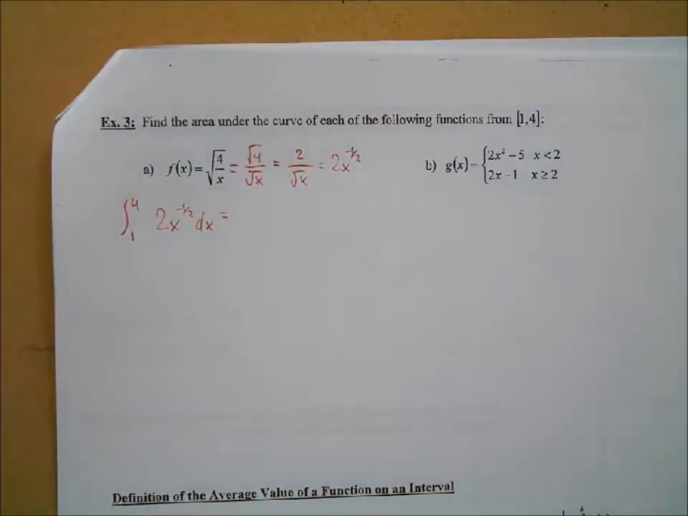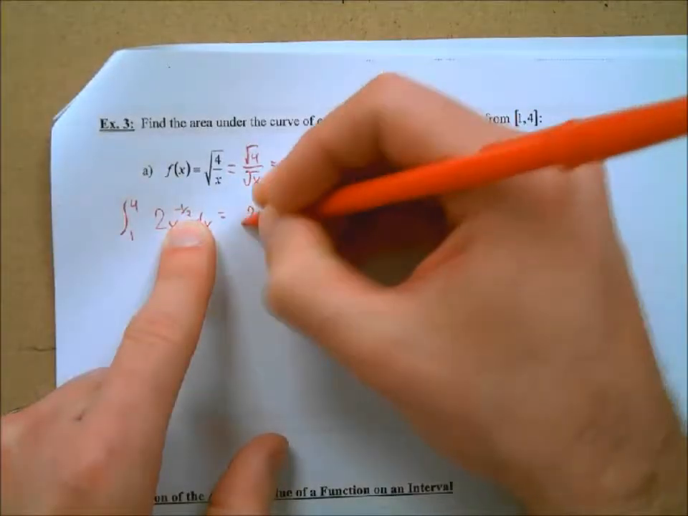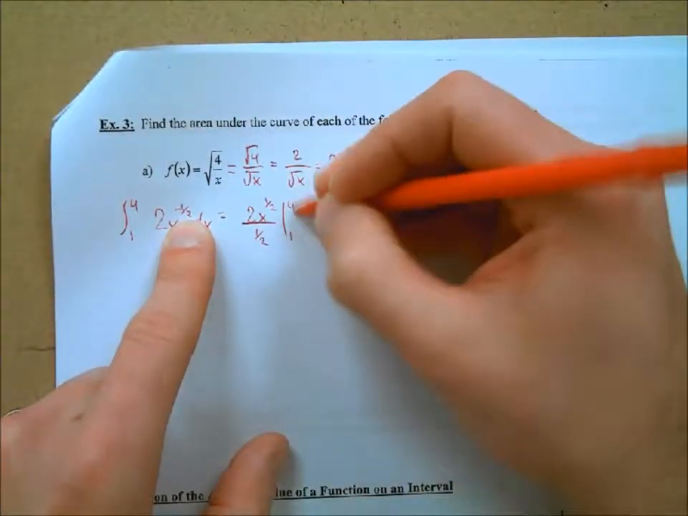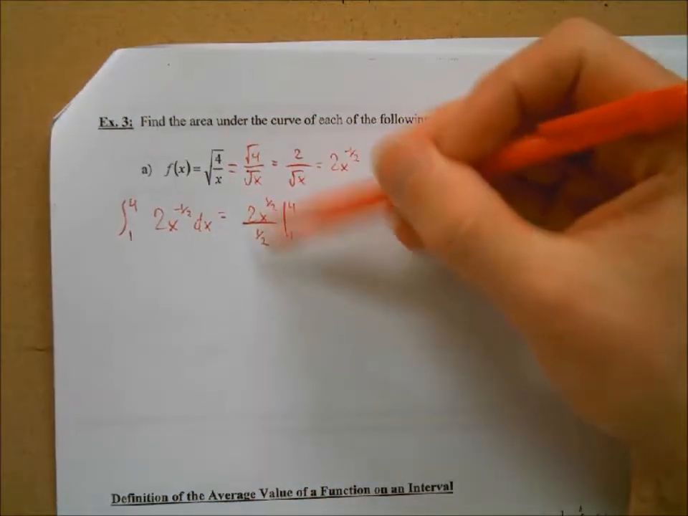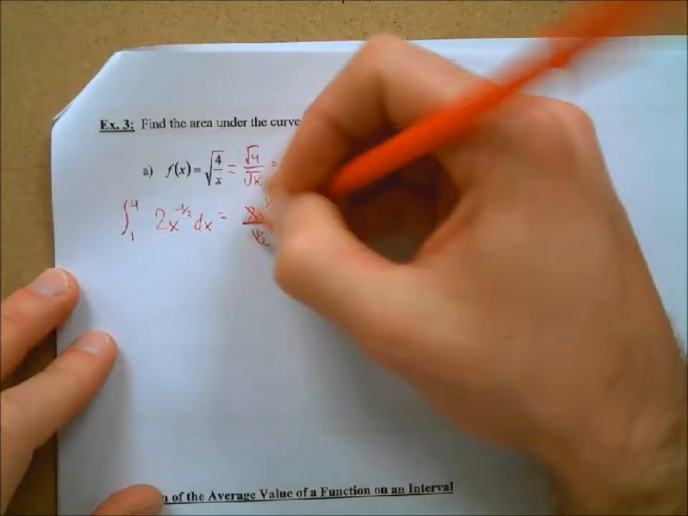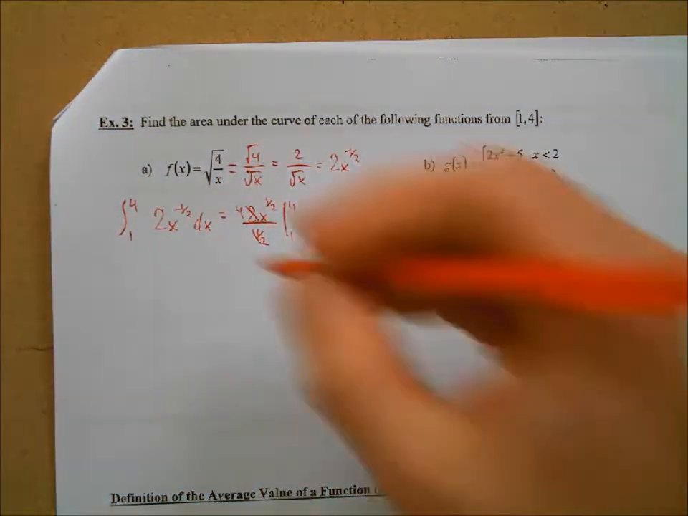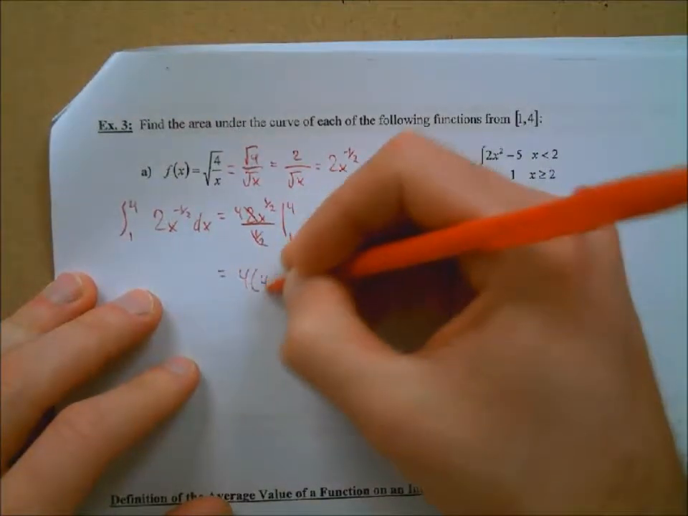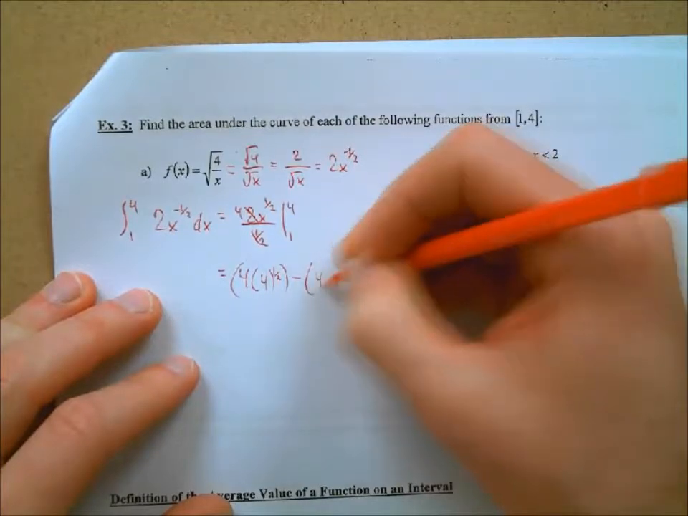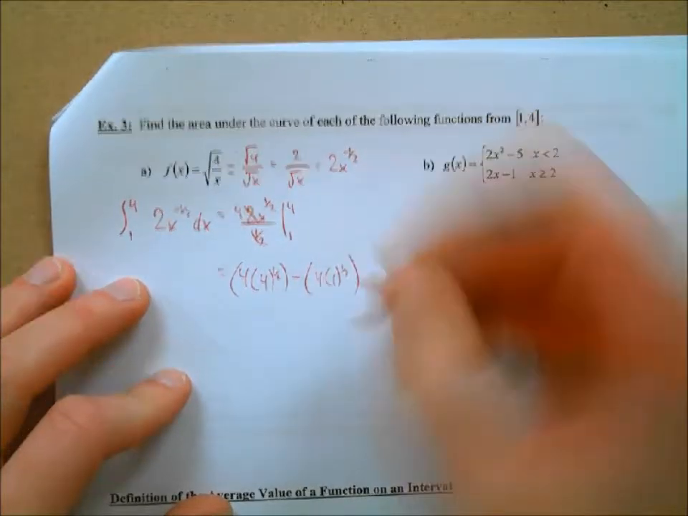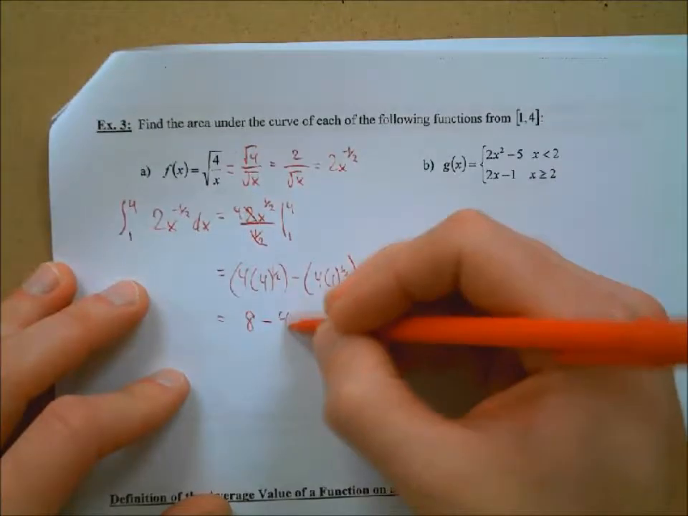All right, so now we'll integrate, right? Add 1 to our exponent here, so we're going to get 2x to the positive 1/2 over 1/2. Evaluate that from 1 to 4. 2 divided by 1/2 there, right? What does that simplify to be? 4. So I'm going to make that 4x to the 1/2. And so we just evaluate here. So 4 times 4 to the 1/2 minus 4 times 1 to the 1/2. Okay, so we get 8 minus 4, which is 4.